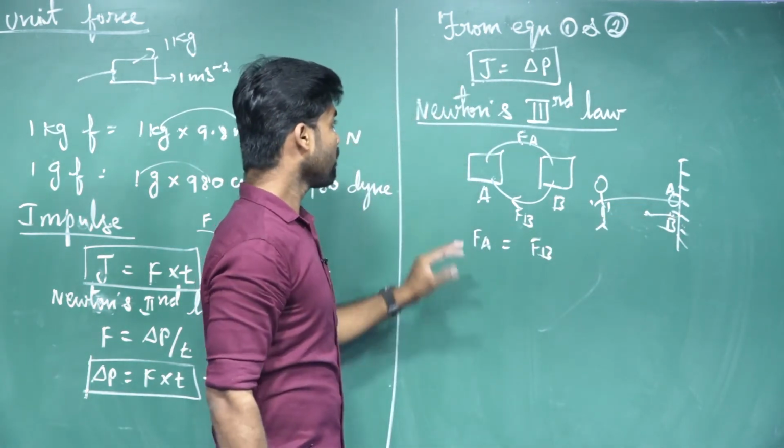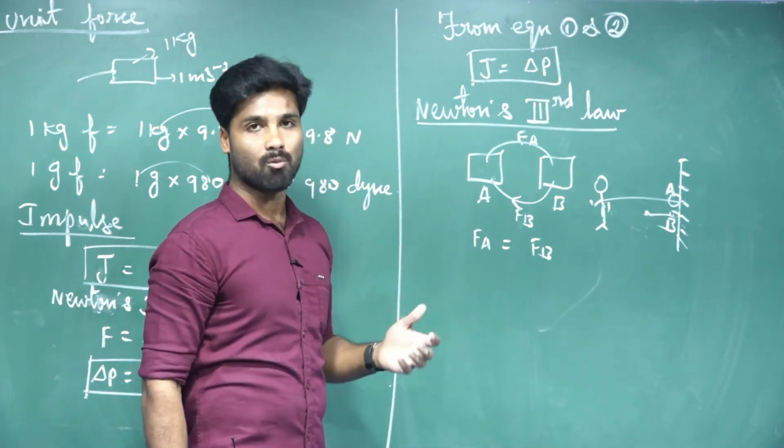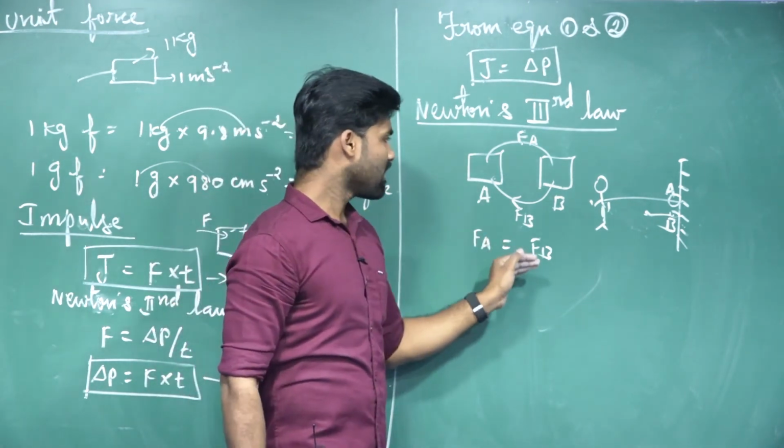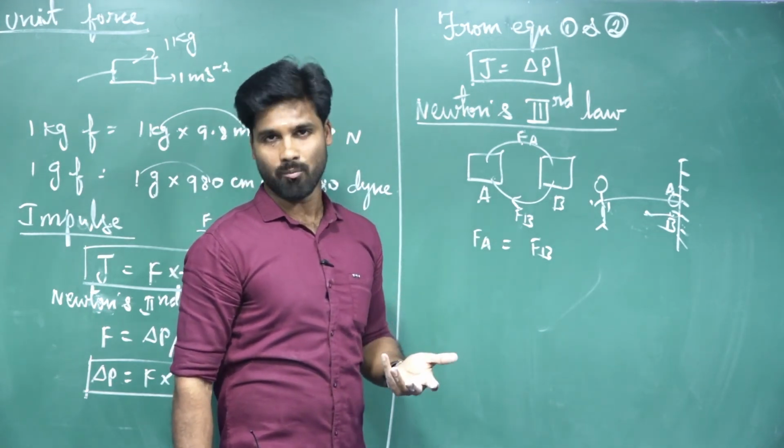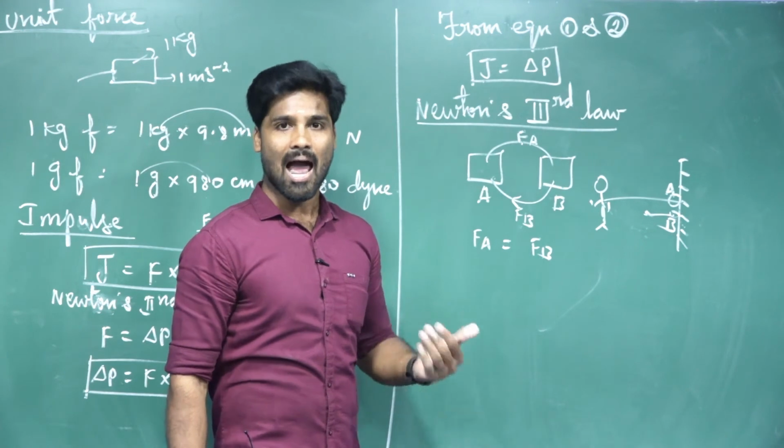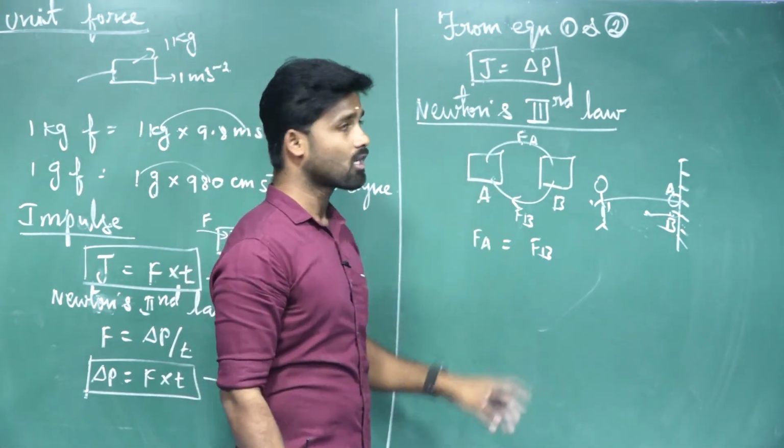So this is what we call Newton's third law of motion. Which means always this force acts on two different bodies. It is not the same body. I can give some other examples for Newton's third law of motion.